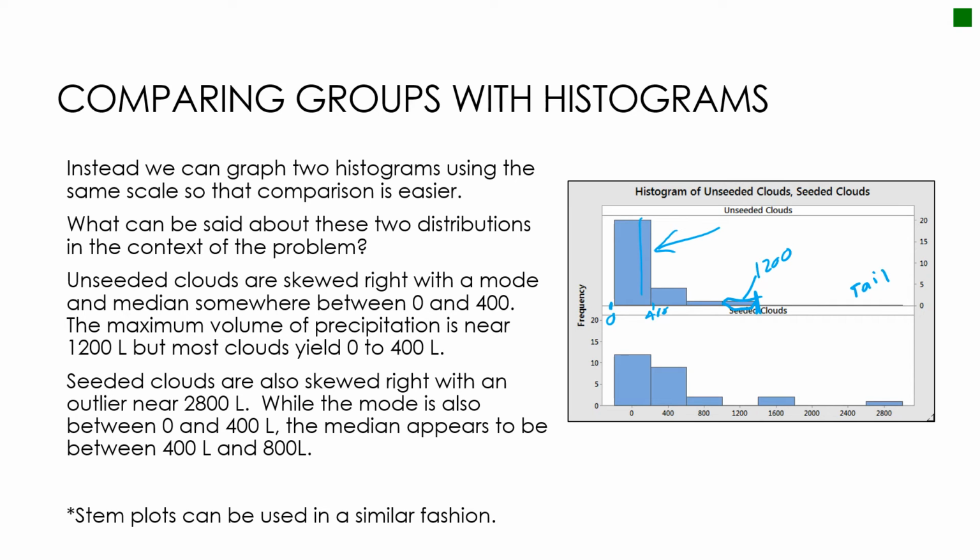Looking at the seeded clouds, I can tell right away that I've got an outlier over here. It's still skewed right, but I definitely have an outlier at 2800 liters. The mode appears to be in the same place, but notice that the mode is not as high. I can talk a little bit about the variation and how there is less variation with unseeded clouds because most of them are in that 0 to 400 range. Again, the median appears to be somewhere here. The middle appears to be somewhere between 400 and 800.